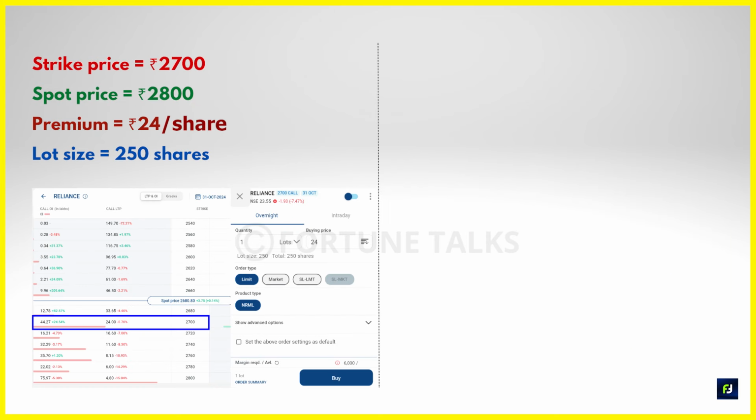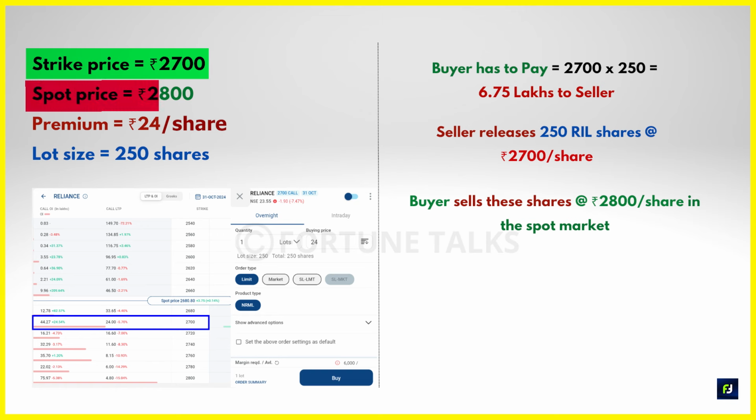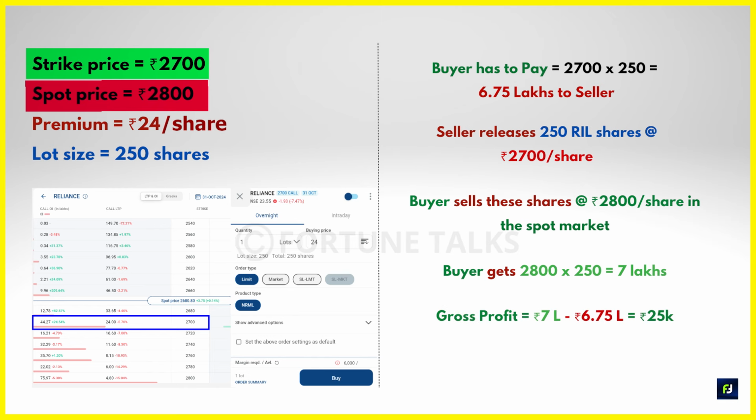Once trader X exercises his right to buy 250 shares from trader Y, the price at which this transaction will take place is the predetermined strike price of 2,700 rupees. So trader X has to pay a total of 6.75 lakhs to trader Y. Against this payment, trader Y will release 250 shares of Reliance at 2,700 rupees to trader X. Trader X, who is the buyer, will almost immediately sell these shares in the open market at 2,800 rupees per share, and he will receive 7 lakh rupees. Trader X makes a gross profit of 25,000 rupees in this transaction.